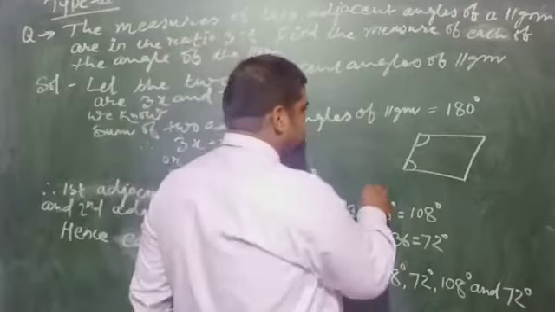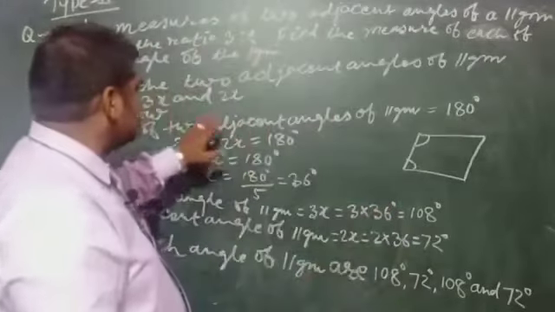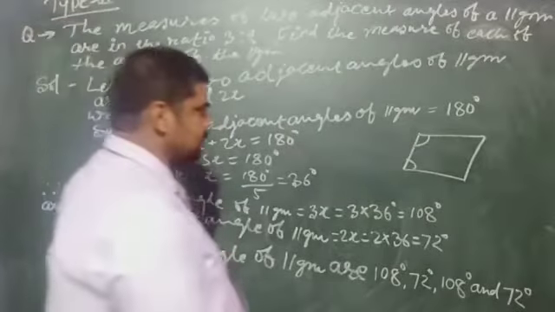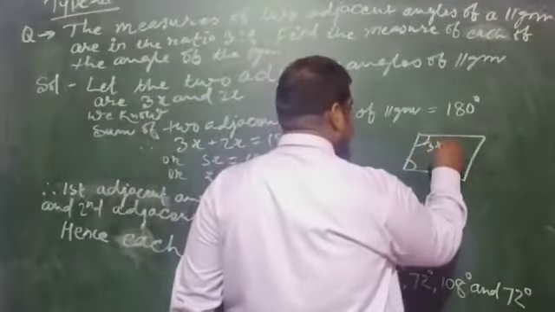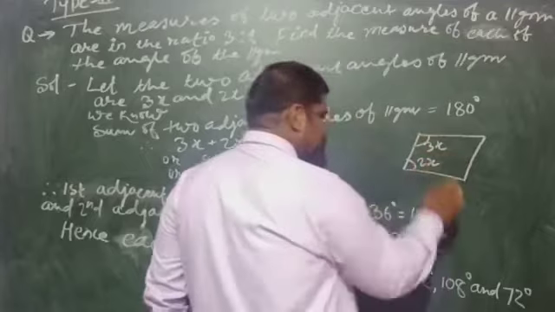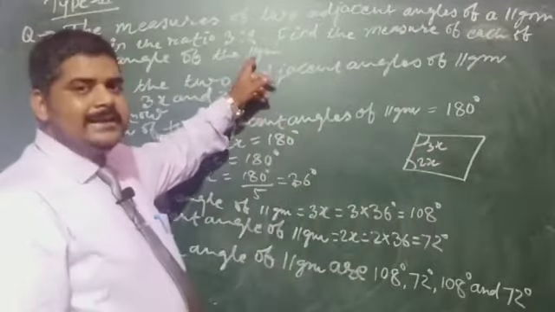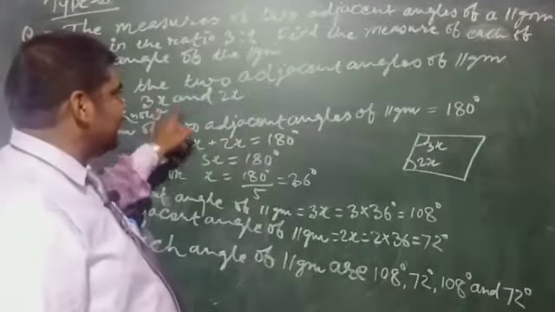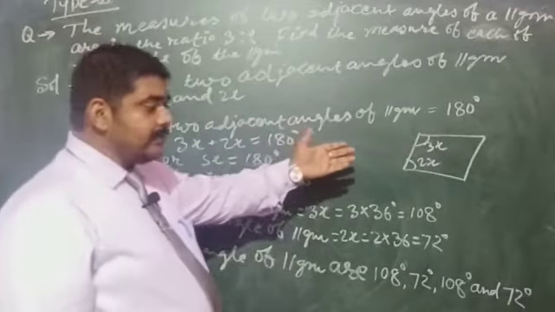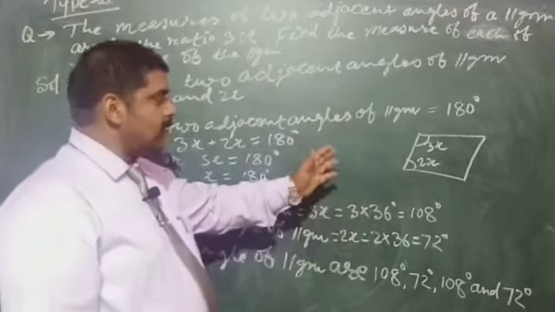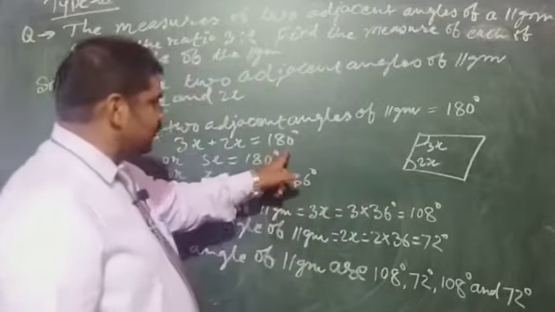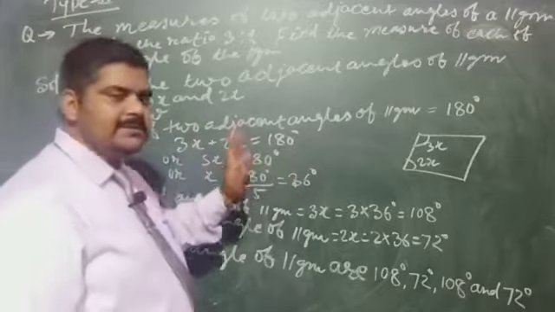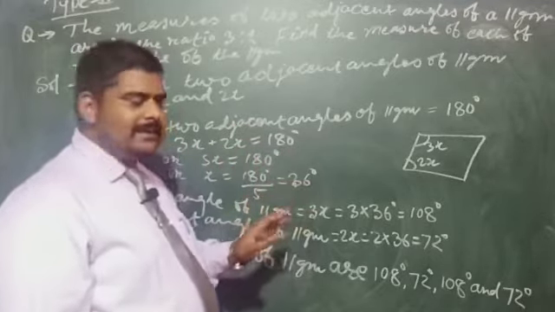In this question, let the two adjacent angles be 3x and 2x. Because the angles have already been given in ratio, you have to consider them as 3x and 2x. And you know that in a parallelogram, the sum of adjacent angles is equal to 180 degree, and this is why 3x plus 2x is equal to 180 degree.